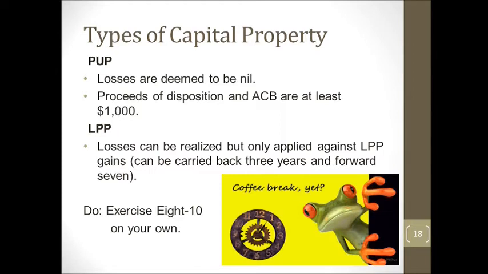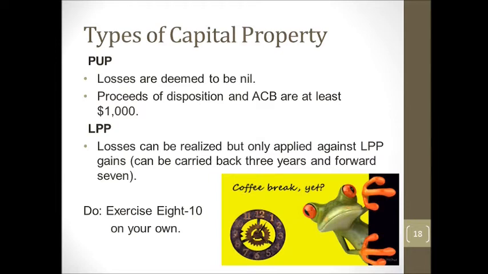Moving on to listed personal property, the minimum $1,000 floor rule also applies to the proceeds of disposition and also the adjusted cost base. Furthermore, there is a restriction that allowable capital losses on listed personal property dispositions may only be deducted against taxable capital gains on listed personal properties. As noted on the slide here, such allowable capital losses on listed personal property may be carried back 3 years and carried forward 7 years.